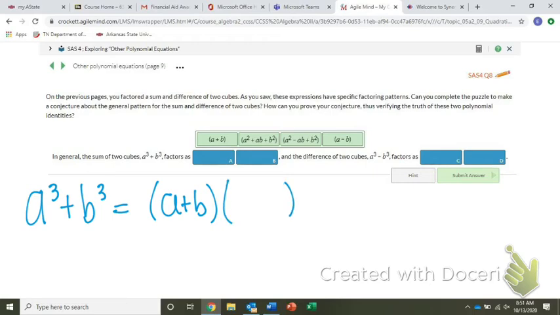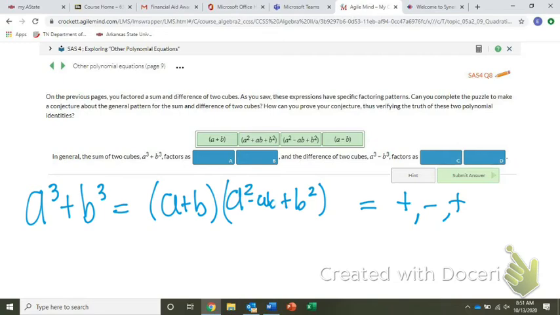The second step is a minus plus. So, an a squared minus ab plus b squared. So I just remembered the signs. That's all I know. Plus, minus, plus.